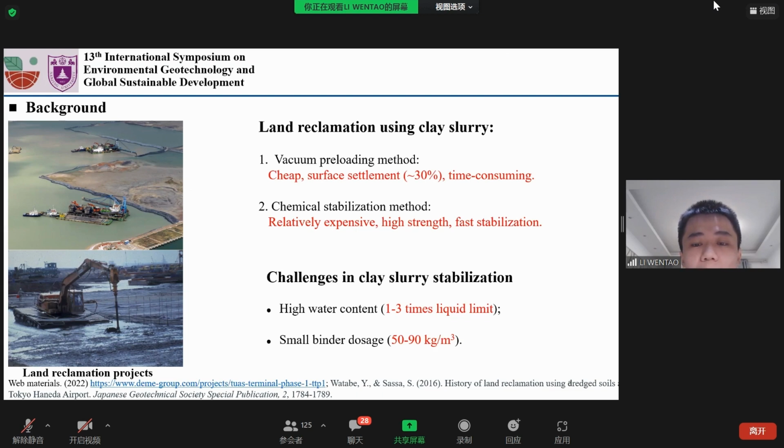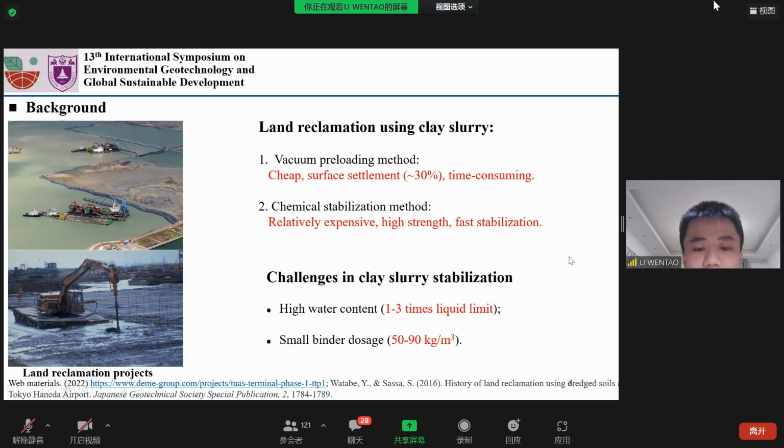Generally, there are two common methods. The first one is the vacuum preloading method. This method is relatively cheap, but it is time-consuming because the dry clay slurry would take several months or years to achieve a good consolidation degree. Another method is chemical stabilization. This method is achieved by mixing cementitious materials with the clay slurry. After that, the clay slurry can gain a relatively high strength in a short period.